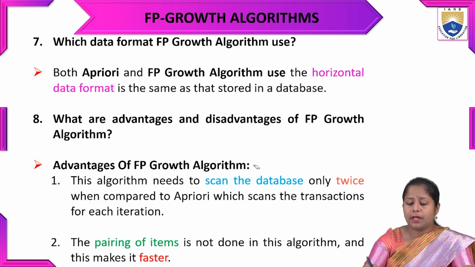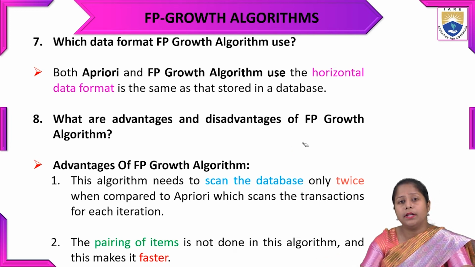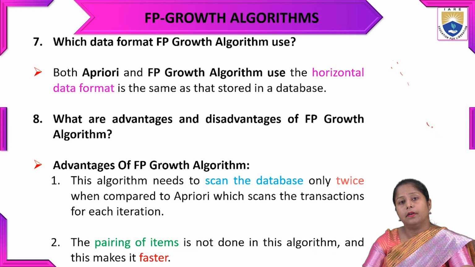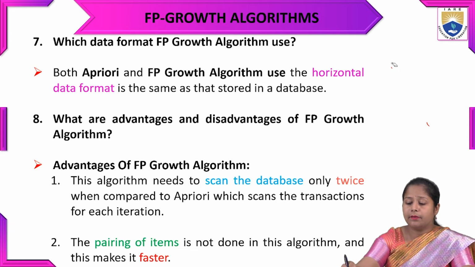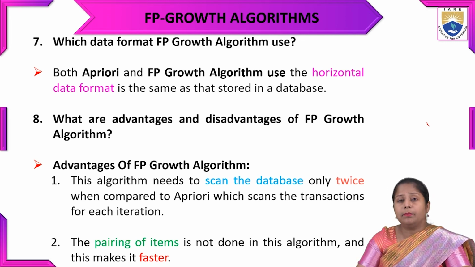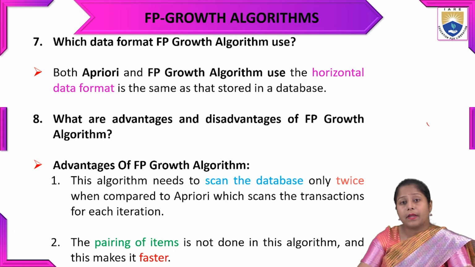Suppose when we are using Apriori, if one item has to be checked, it will go from the start to the end. Again for the next item, it has to go for the next scan. So like this, iteration will happen again and again. But in FP growth, the iteration will be for only 2 times.